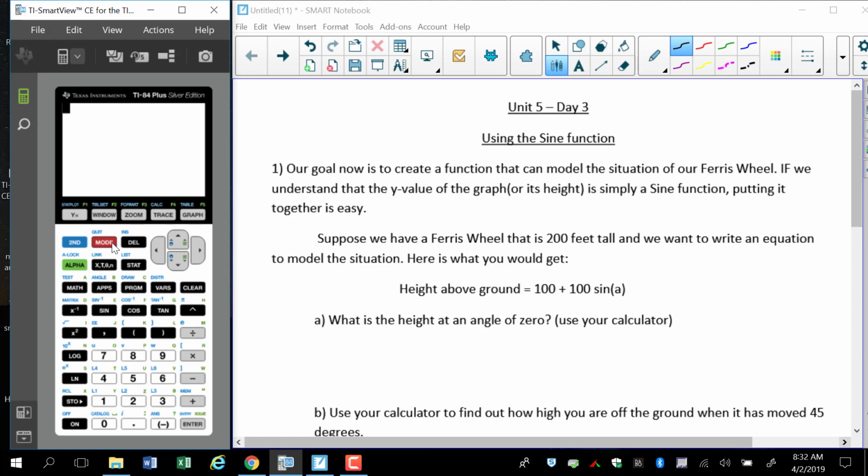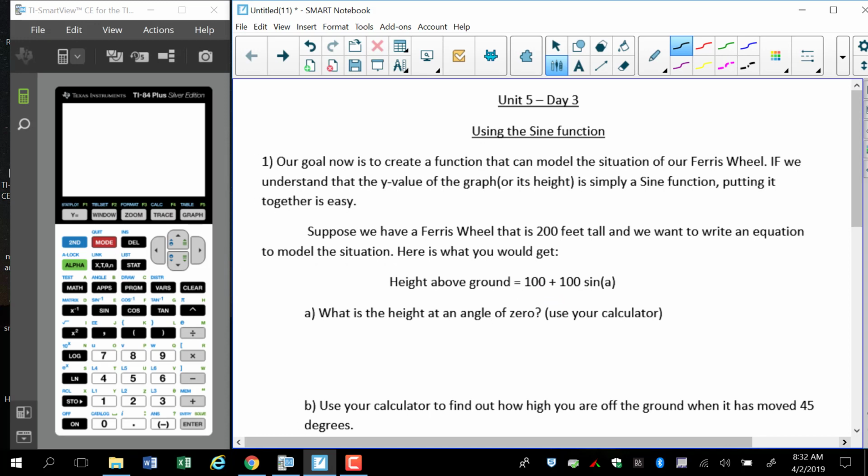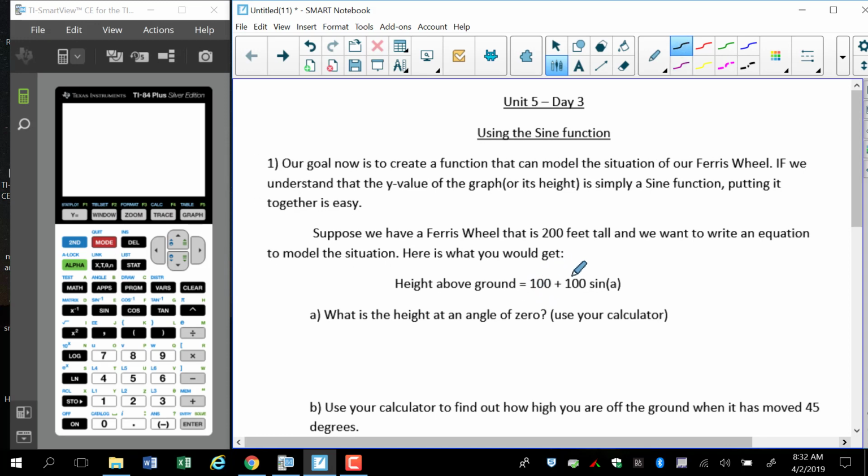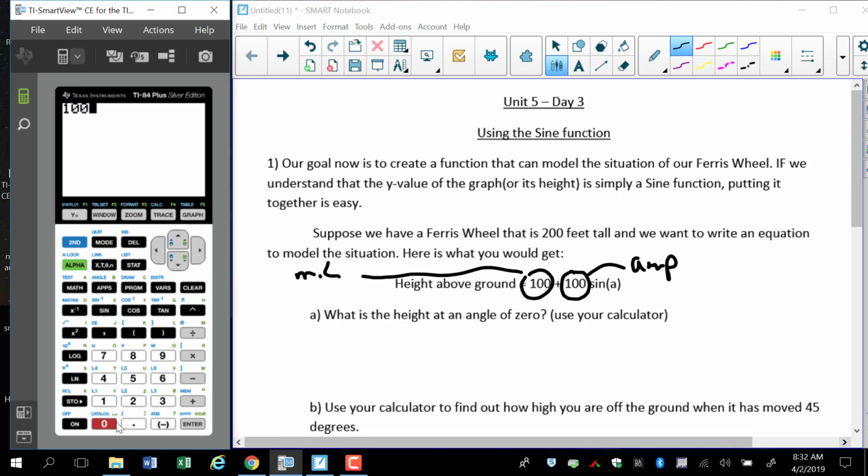So here's what we're going to be doing. Here's an example of the model of the sine function, which is right here. And this right here is going to be our amplitude. And this right here is going to be our midline. So if we want to use our calculator to tell us what is the height at an angle of 0, you're just going to plug in 100 plus 100 sine 0.